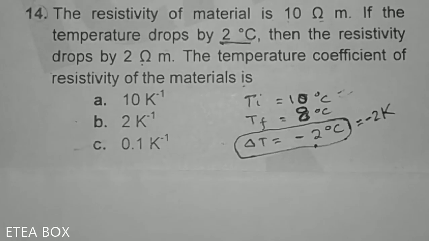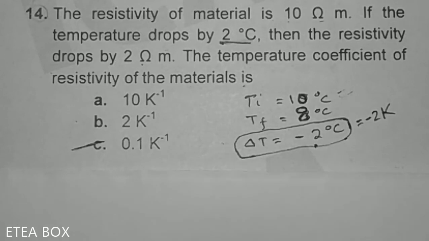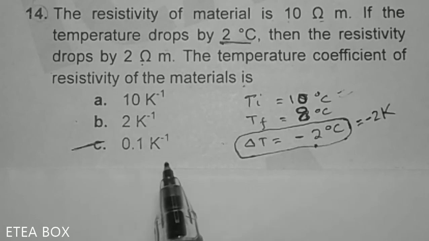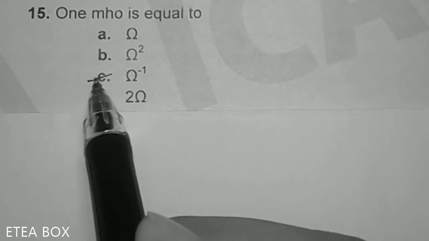Now look here, option C is correct. Sorry, it is per Kelvin. The answer is 0.1 per Kelvin. Just correct it on your solution. It is 0.1 per Kelvin. One mho is equal to one per ohm, which is the unit of conductivity.